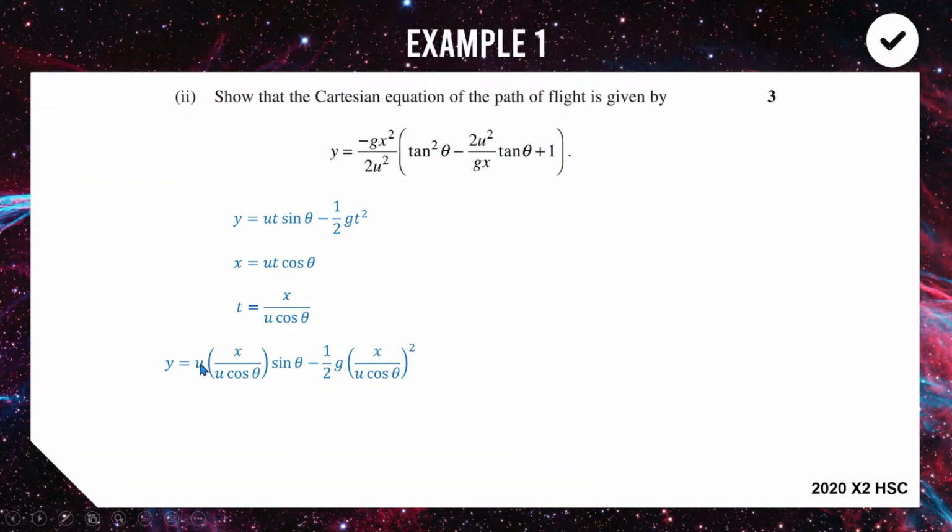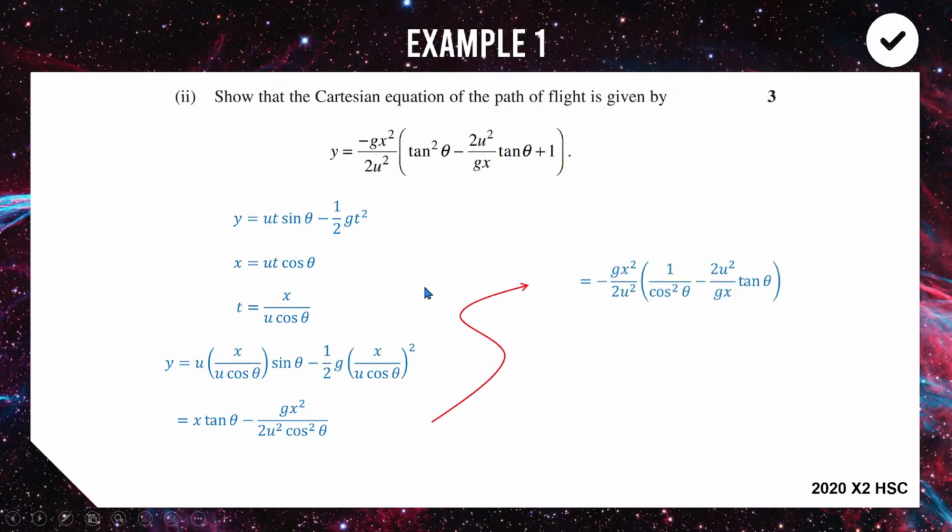So we've got u divided by u cancels out. Sine over cos we can write as tan. And on the end here we've got x squared over u squared cos squared. So we're looking at that now. So we have a tan here, we have a cos squared. We want to have an expression only involving tan. So what we're going to do now is factor out the thing that they want factored out the front of the whole expression. The thing we're aiming for has a negative gx squared over 2u squared out the front. So we're going to factor that out of both terms.